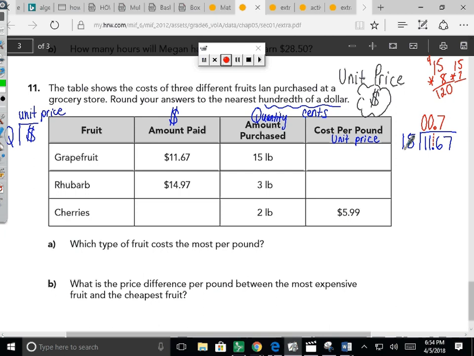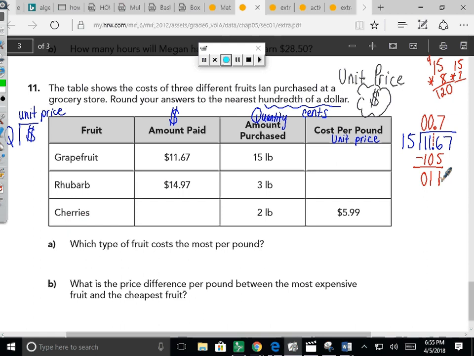7 times 10 is 70. 7 times 5 is 35 more. 70 and 35. Oh, 105. Trying some mental math with you today. We'll go ahead and do a subtraction. 6 take away 5 is 1. 1 take away 0 is 1. And 1 take away 1 is nothing left over.